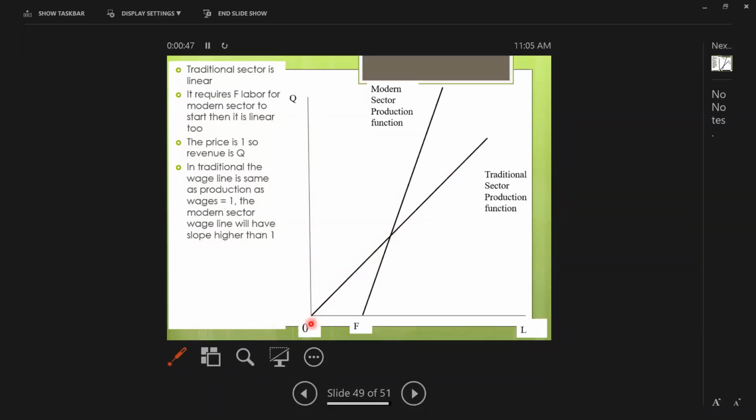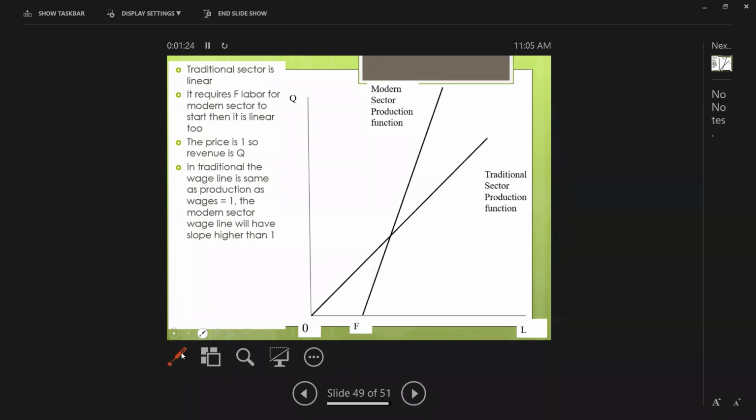Linear means that 1 unit of labor is equal to the same amount of output. So in that economy, the supply curve is positively sloped, and it has 45 degrees. For the modern sector to start, it requires F units of labor. It's linear as well. So the modern supply curve will start from F, and these are the fixed amount of labor that are required to manage that modern business.